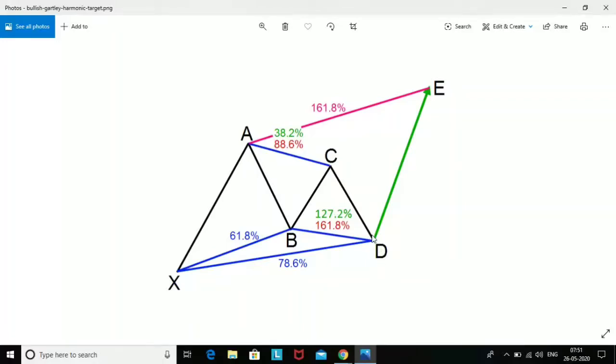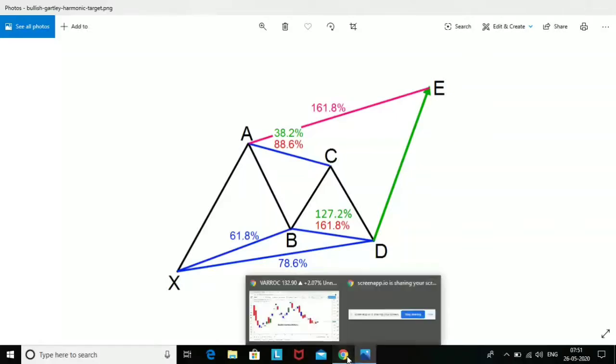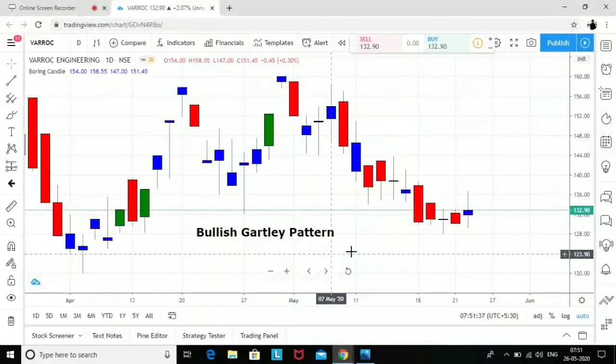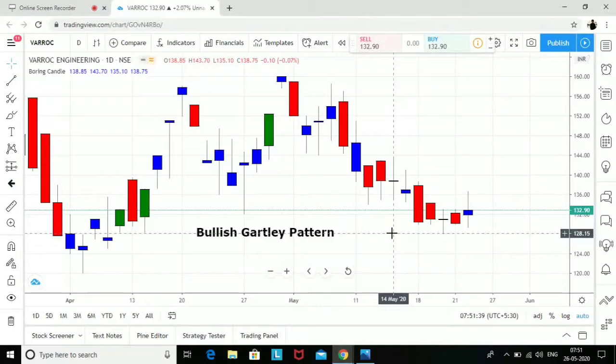From here you can always try to go long, and the stop loss for the trade would be the low of this X, and the potential target which we are looking for is E, and here E is 161.8. So now how to spot 161.8, and how to draw this, we will see with the example of Varrock Engineering.